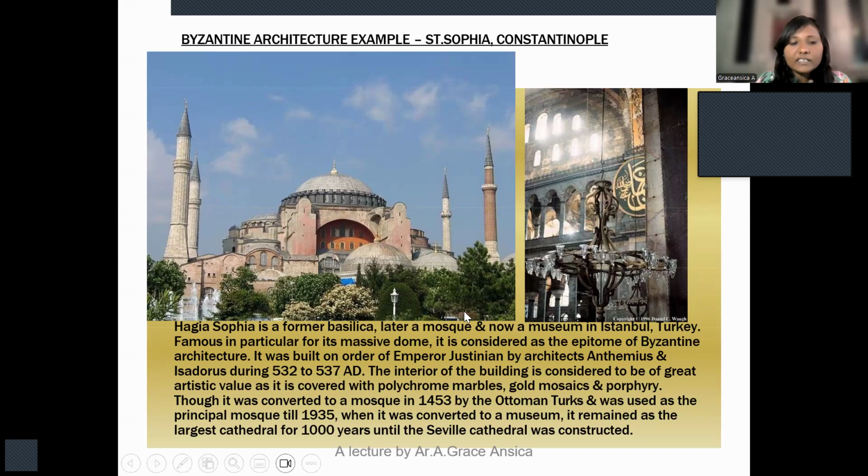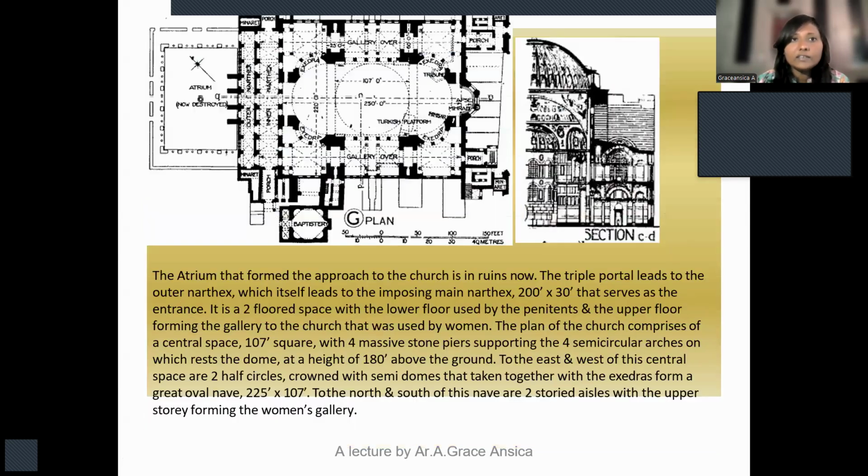So the Ottoman Turks actually conquered the earlier basilica and converted it into a mosque, and then it got converted again to a museum. It was the largest cathedral before Seville Cathedral for almost 1,000 years. So let's see the architectural details. So this is the plan. You can see here that there is a dotted circle which basically denotes the huge dome on top. And you can see two semicircular dotted circles. Those are actually the semi-domes which are attached to the major dome.